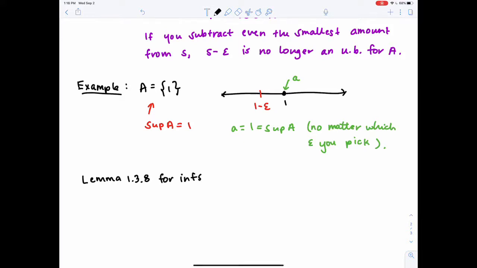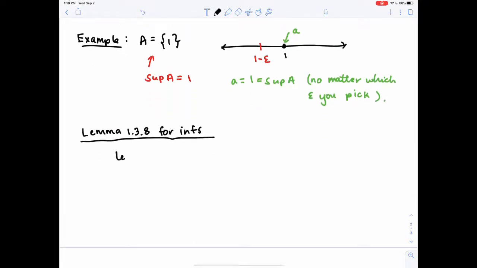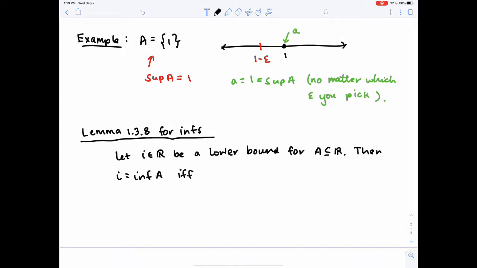So remember, infimums are the greatest lower bounds. I'm talking about the number that is right on the left side of my set. So again, you need to start with the assumption that you're dealing with a lower bound. So let I in R be a lower bound for A. So I want you to come up with what goes after the if and only if part. So I'm going to say then I equals inf A, if and only if what?